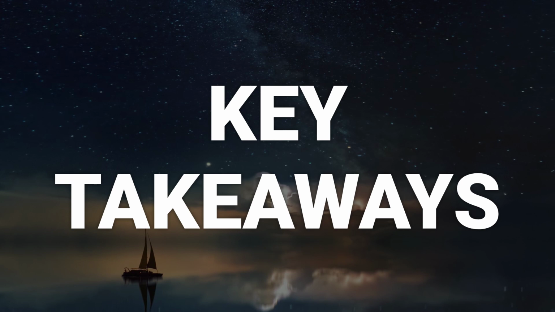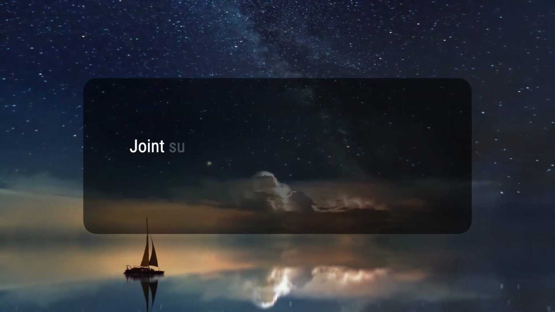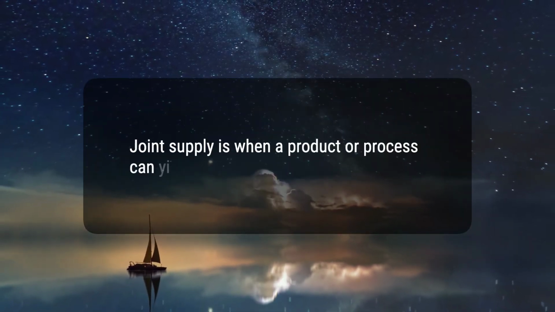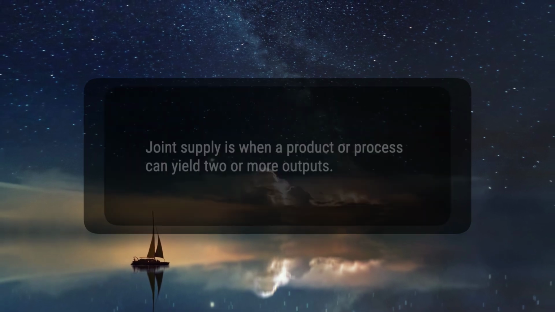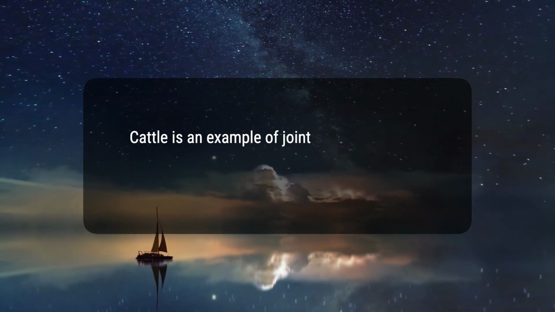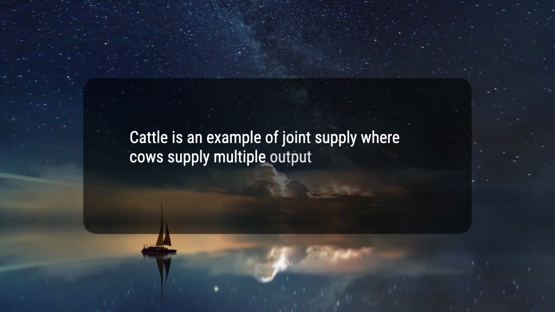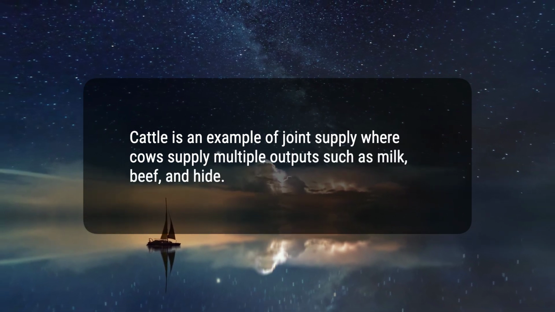Here are 4 key takeaways. 1. Joint supply is when a product or process can yield two or more outputs. 2. Cattle is an example of joint supply where cows supply multiple outputs such as milk, beef, and hide.